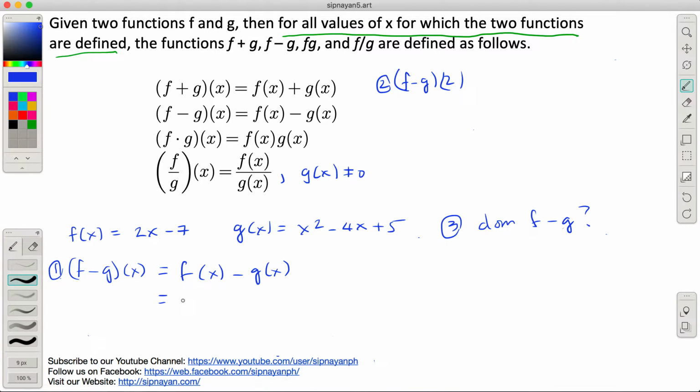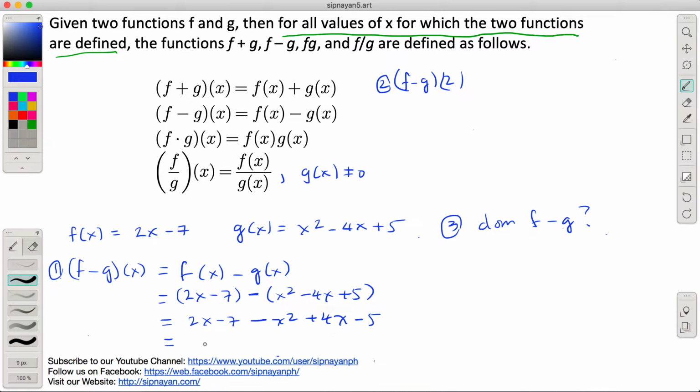And f of x is just 2x minus 7. And this is just ang g of x, may subtraction tayo dito. We have x squared minus 4x plus 5. Okay. And 2x minus 7 minus. No? So, naka-parenthesis siya. This is the entire expression. Ibig sabihin ay magma-minus x squared tayo. And then, yung opposite operation, magiging plus 4x. Magiging minus 5.